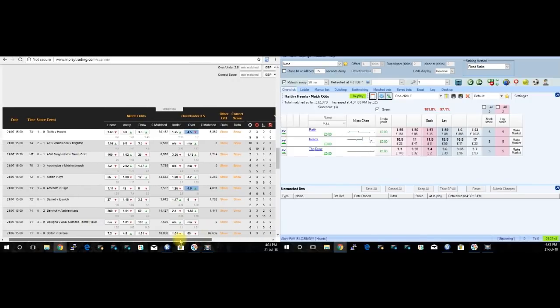So there's 73 minutes left. So what I'm going to do, I'm going to stake a baby stake, £5 on Hearts at odds of 15. That's matched straight away. And it's 73 minutes gone. I'm anticipating them scoring within the 80th minute, or by the 80th minute.